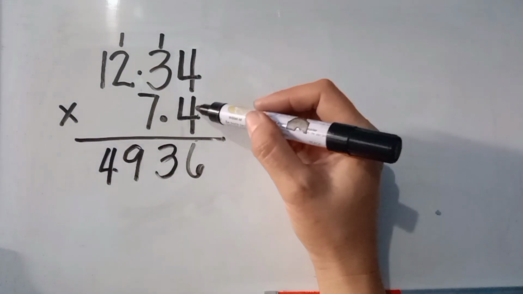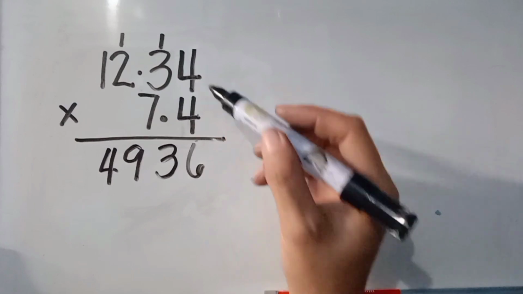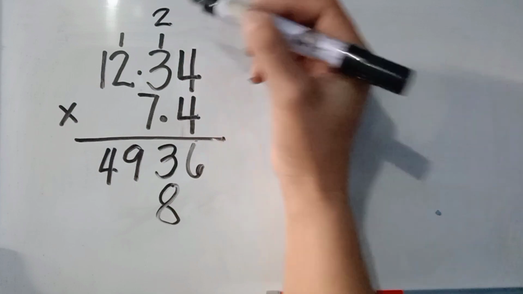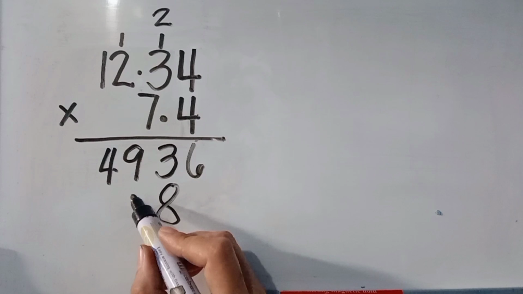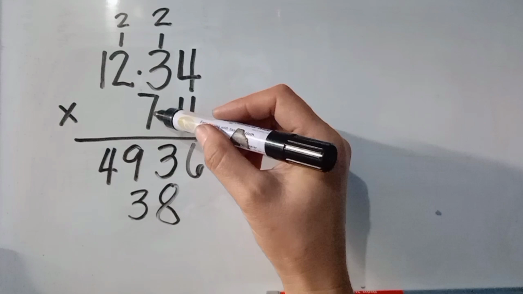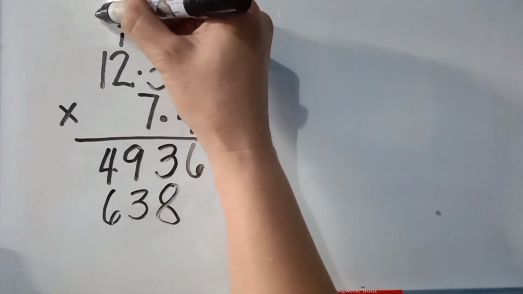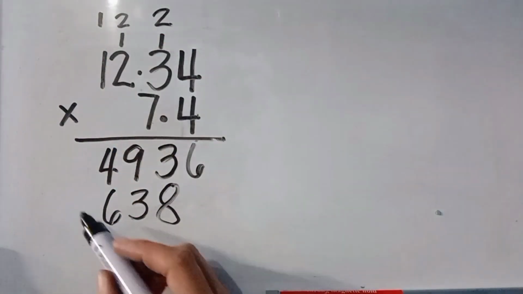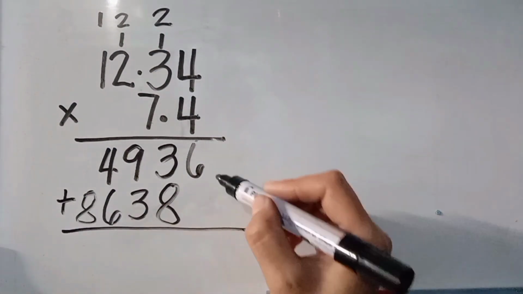Okay, next, tapos na tayo sa 4. Okay, and then next is 7. 7 times 4, the answer is 28. Carry up 2. Okay, 7 times 3, the answer is 21, plus 2, the answer is 23. Carry up 2. Okay, so 2 times 7, the answer is 14, plus 2, the answer is 16. Carry up 1. Okay, so 1 times 7, the answer is 7, plus 1, the answer is 8. Okay, now let's add. Just put 0 here.